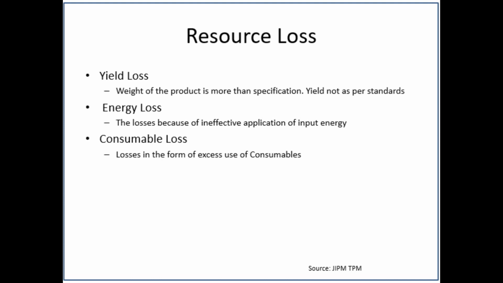Energy loss: whenever you are converting a material from input to output, there is a certain energy that is expected to convert that input to output within that specific limit of energy. However, whenever that energy goes beyond that particular standard, it is called an energy loss. A similar concept is applicable to consumables, because there are some standard consumables that are supposed to get consumed during the conversion, but if it goes beyond that particular standard, then it is called a consumable loss.